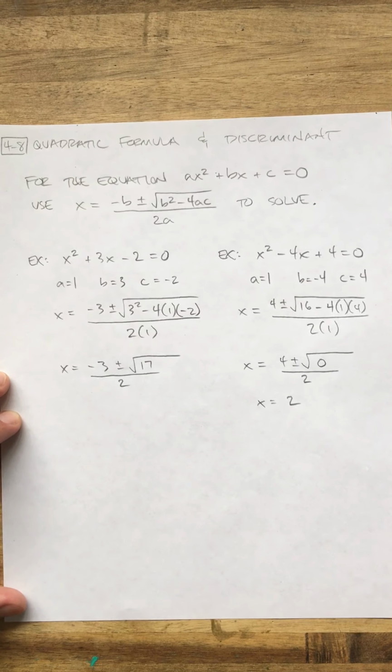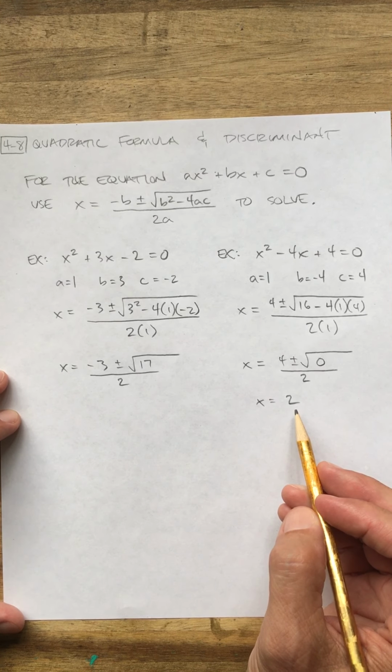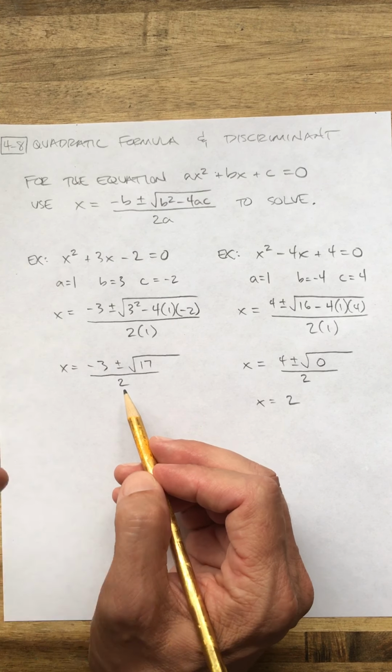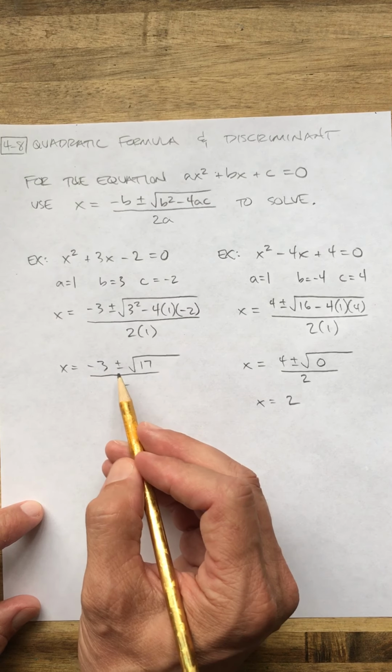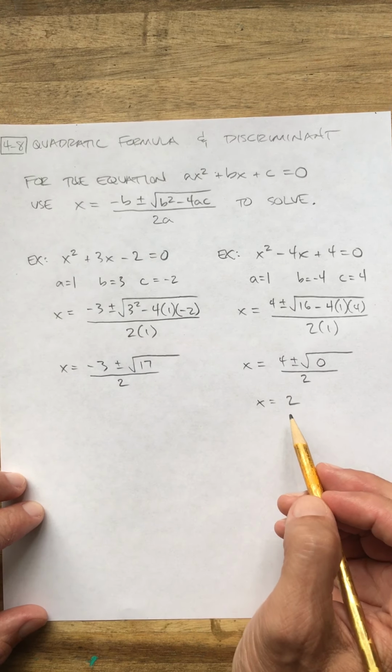Notice how many answers we have. How many answers do we have here? How many answers do we have here? Okay, here we have a negative 3 plus a radical 17 over 2. That's one answer. Here we have a negative 3 minus a radical 17 over 2. That's the second answer. Two answers there. Here we only have one answer.